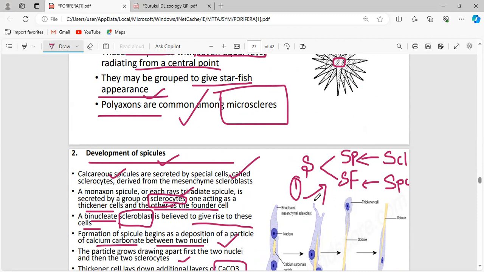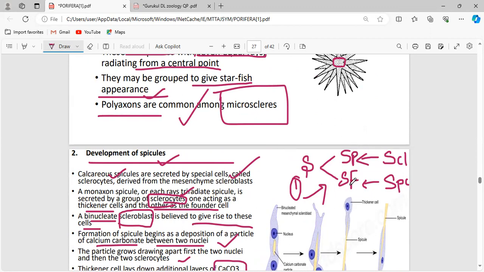And the second important point is that the spicules are made from the sclerocytes, and the sclerocytes are derived from the scleroblast. And the spongin fibers are made from the spongiocytes, and the spongiocytes are derived from the spongioblast. The third important thing you have to remember is that the spicules are made up of either calcium or silicon. If made of calcium, they are called calcareous spicules. If made from silicon, they are called silicaceous spicules.